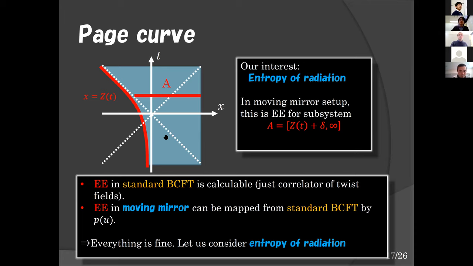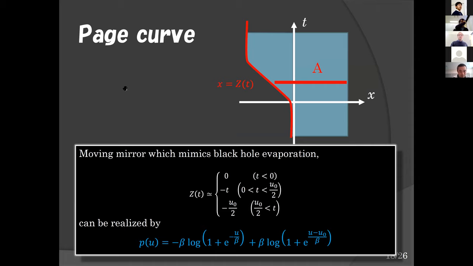So let's consider the entropy of radiation in the setup from the BCFT calculation. In our paper, we show various boundary trajectories, but I don't have enough time. So here I pick up one trajectory that mimics the Page curve. Yeah, we consider something like this boundary trajectory, in that in the early time, the boundary is fixed at zero. And in this region, the boundary is on the null line. And in the late time, the boundary is again fixed at some point like this. And we can realize this boundary by this conformal map.